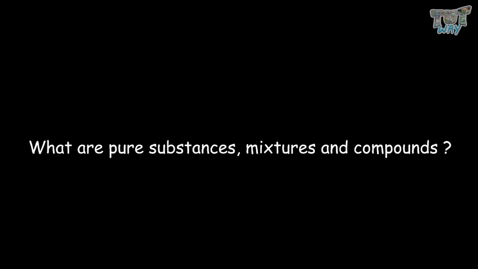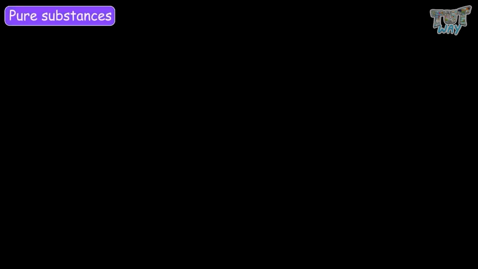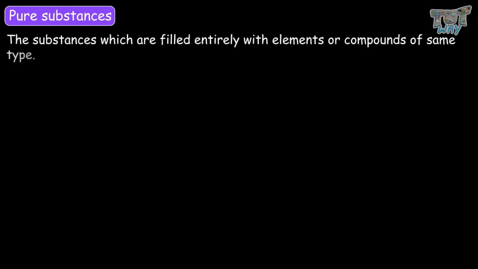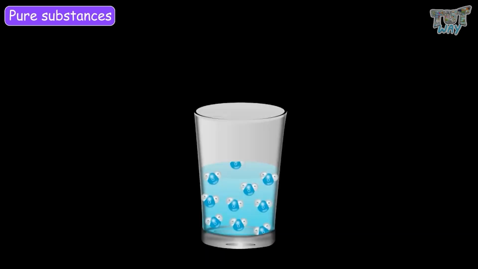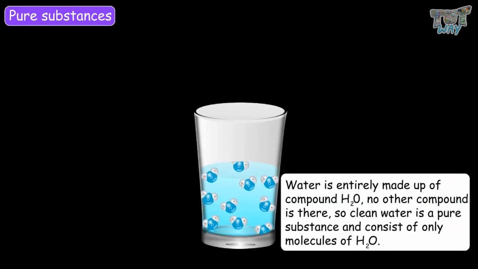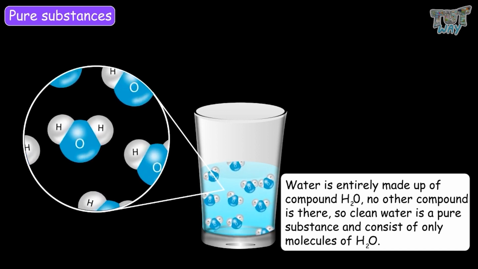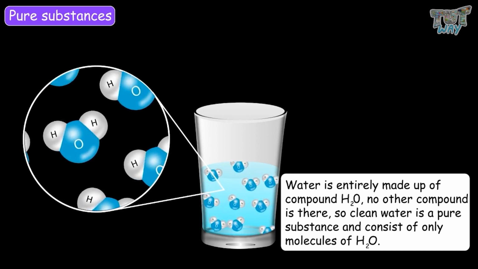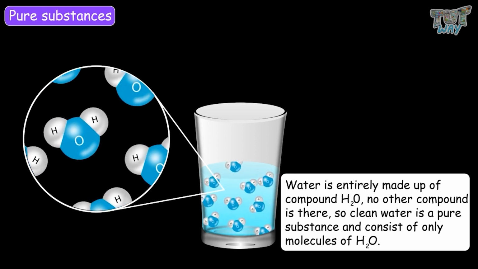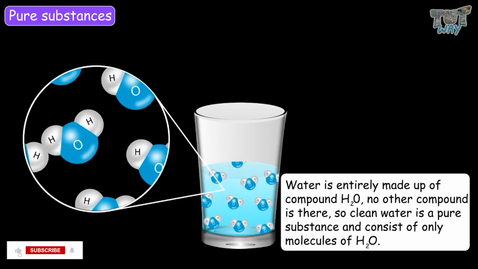Let's learn what are pure substances, mixtures, and compounds. Pure substances are substances made entirely of elements or compounds of the same type. For example, water is entirely made up of the compound H2O all over. No other compound is there, so clean water is a pure substance and consists of only molecules of H2O.